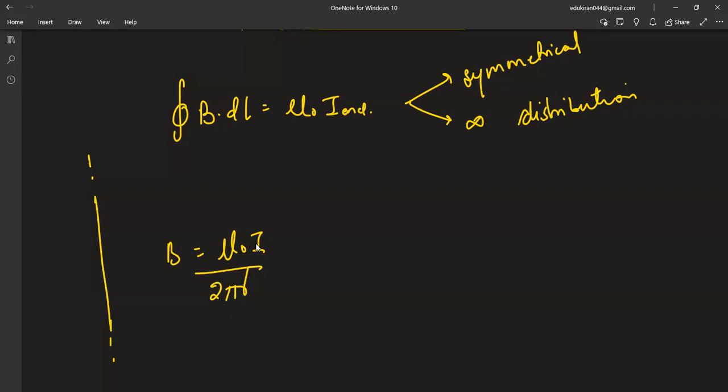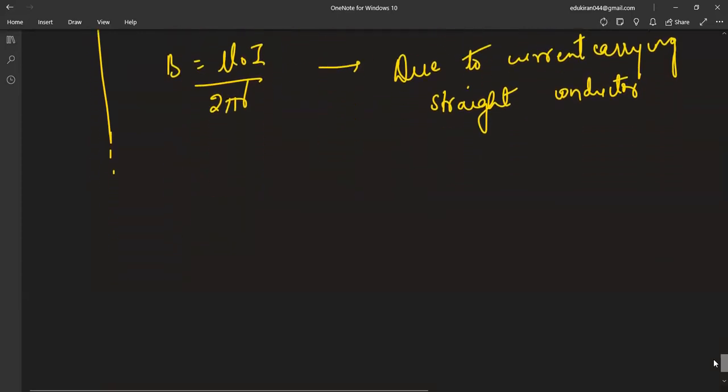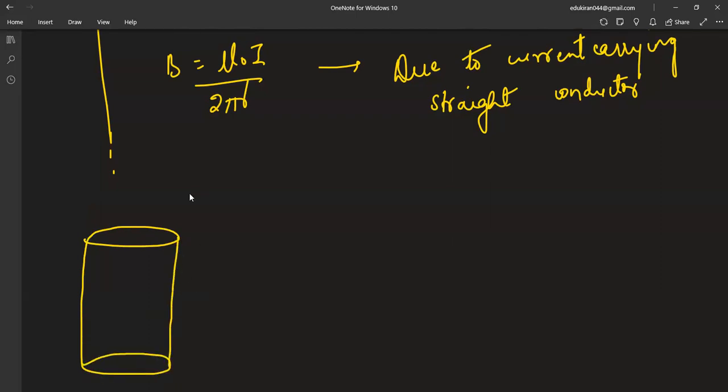Remember, for solid cylinder and hollow cylinder, we did cylindrical cases. That was a concentric one. But now the magnetic field due to only an infinite solid cylinder, due to a current carrying straight conductor. Long cylinder means the cylinder is extending from minus infinity to plus infinity.